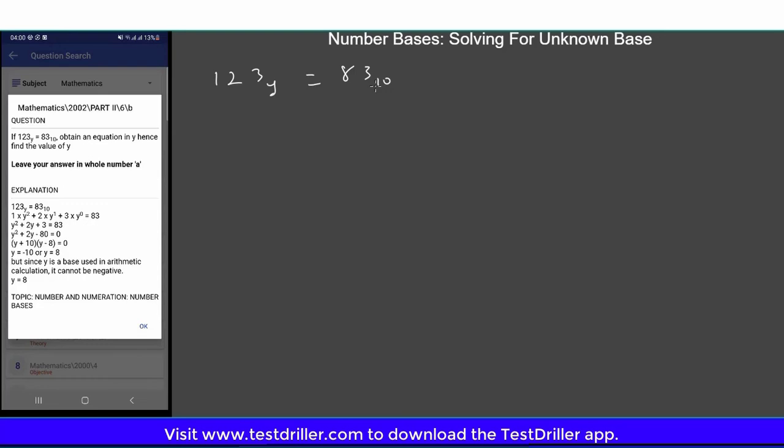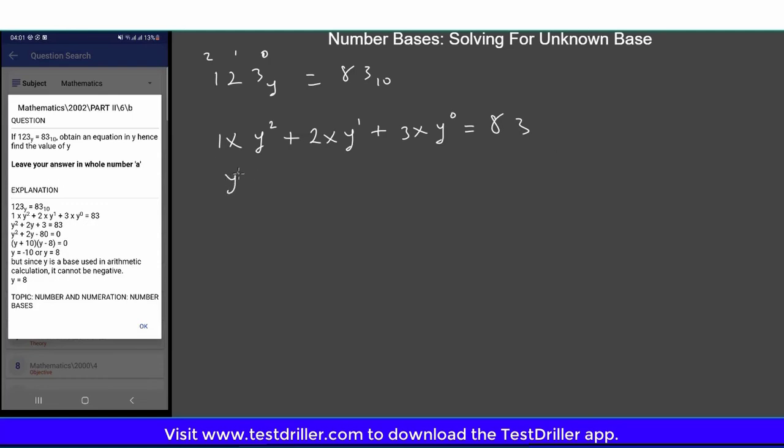You can easily solve this by applying the same principle as we did earlier. So you convert what you have on the left to base 10. So how do you do that? You indicate the place number, which is 0, 1, and 2, and then you take 1 times y raised to the power of 2, right, plus 2 times y raised to the power of 1 plus 3 times y raised to the power of 0, and that gives you 83, which is in base 10. So both sides are now in base 10.